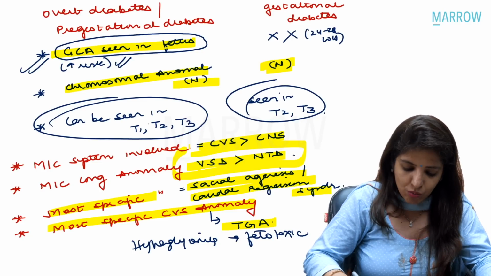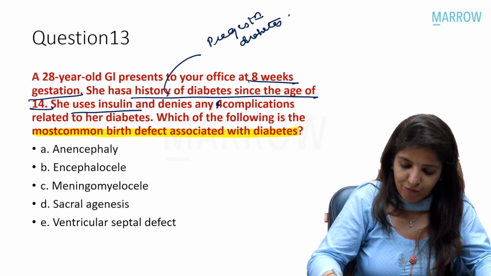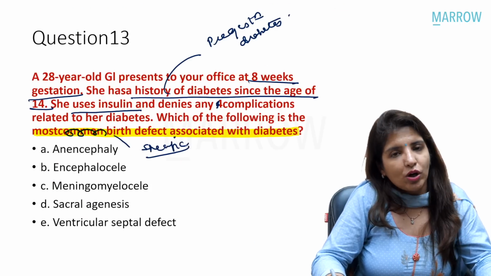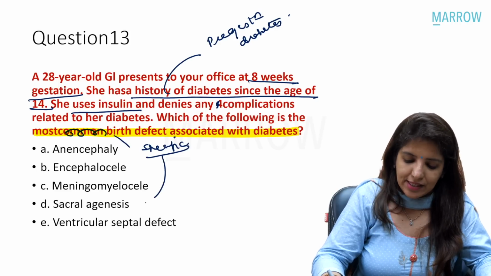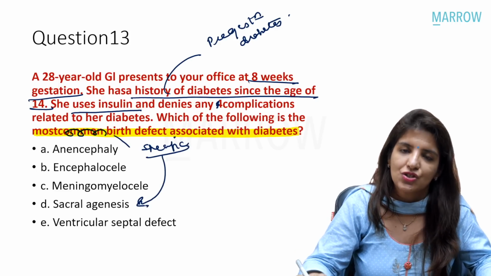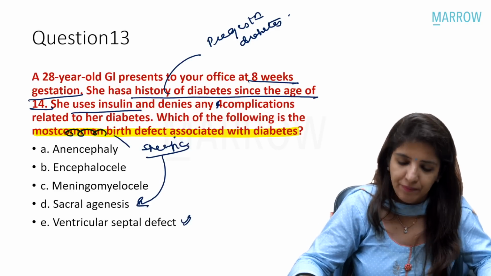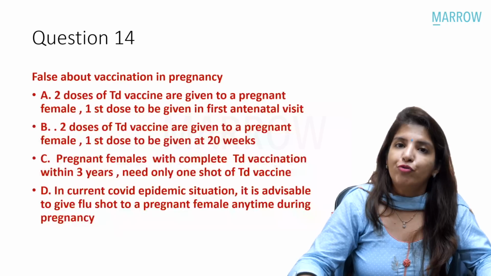If the same question would have been asked and the question would have been most specific, then in that case, what would the answer be? Then in that case, the answer would be sacral agenesis. Just now the question is most common, so the answer is VSD. Clear? Okay.